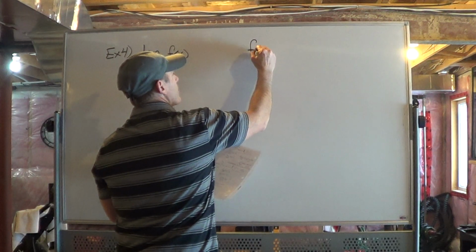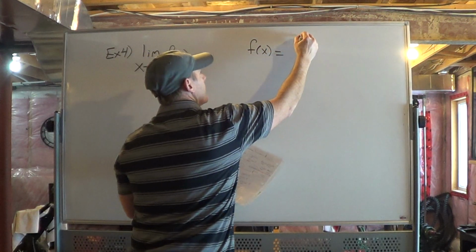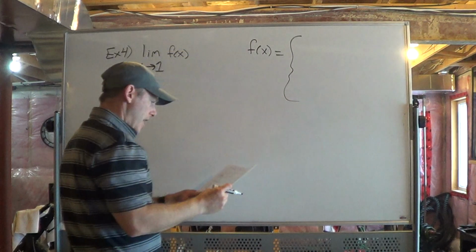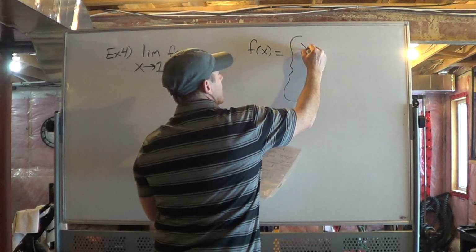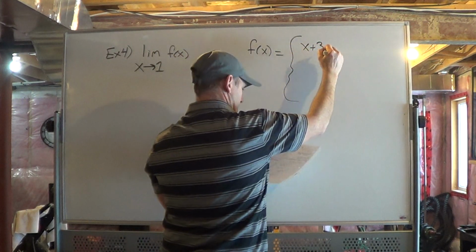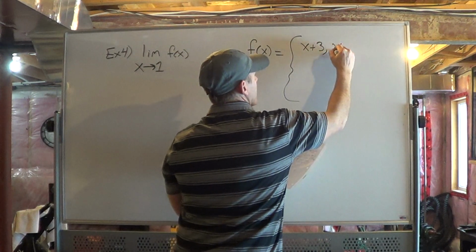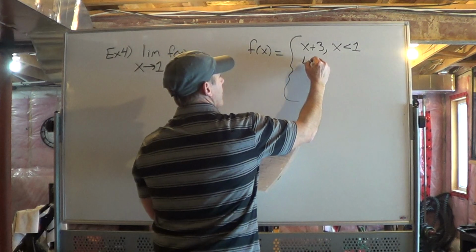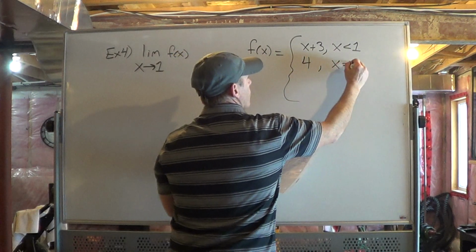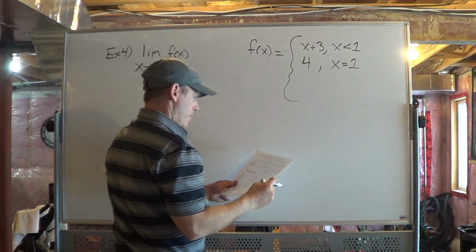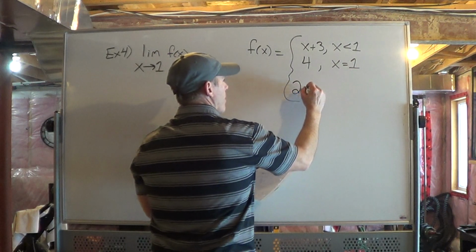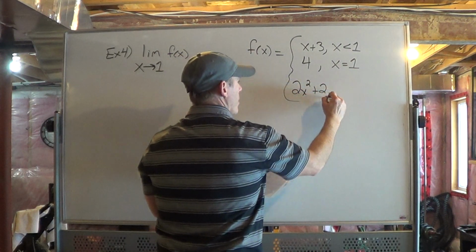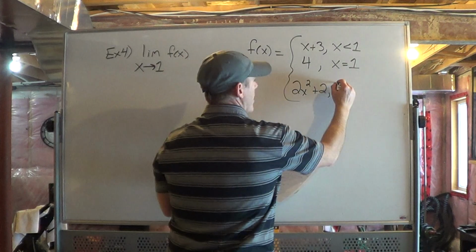We have f of x. I'm going to make sure I write it down right this time. Piecewise function, big bracket here. We have x plus 3, and that is if x is less than 1. We have a 4 for x is equal to 1. And we have a 2x squared plus 2, ooh, quadratic, if x is greater than 1.